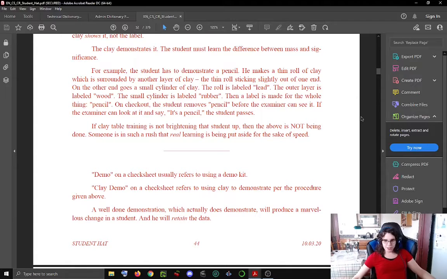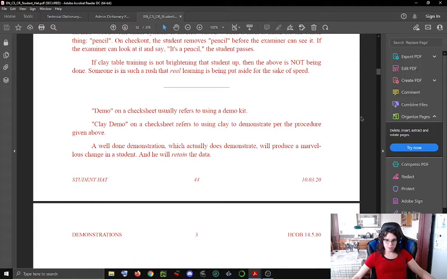Demo on a check sheet usually refers to using a demo kit. Clay demo on a check sheet refers to using clay to demonstrate per the procedure given above. A well-done demonstration which actually does demonstrate will produce a marvelous change in a student, and he will retain the data.